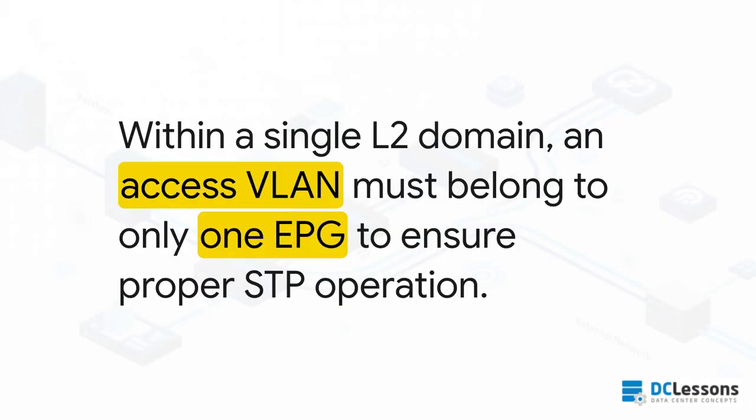So the rule to live by to prevent this nightmare is super simple, and you can't break it. Within a single bridge domain, which is your layer 2 flooding domain, any single VLAN can only belong to one EPG. That's it. One VLAN, one EPG. Burn that into your brain.